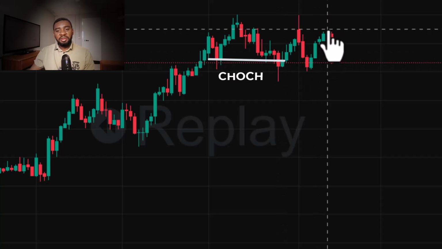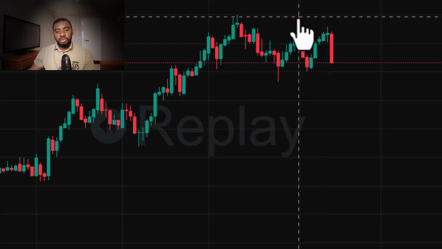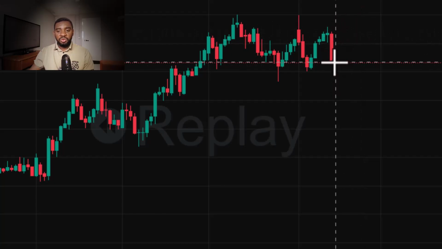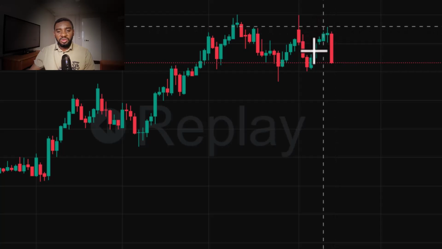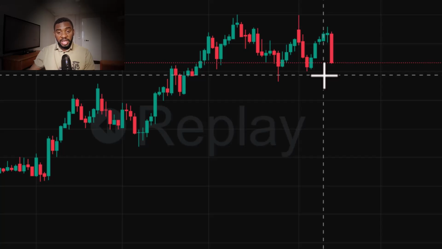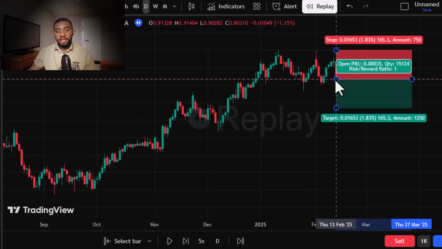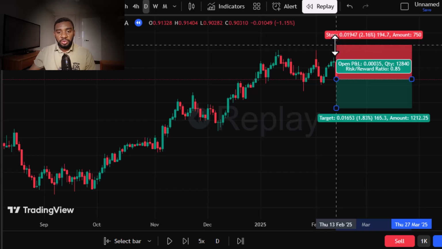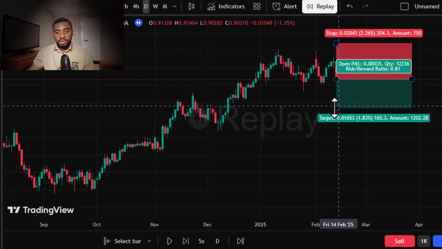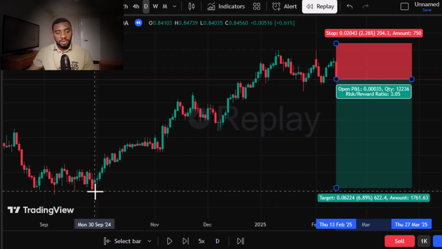And after that, it reversed up to this point and failed to take out this resistance that was formed here. And what we have instead, we have this engulfing bearish candle. So when you have a situation such as this, is for you to look for a selling opportunity. If you are a price action trader, you can decide to sell at this point. If you are selling at this point, your entry will be right here and your stop loss will be right above this swing high. Then your target can be as high as this swing low here.